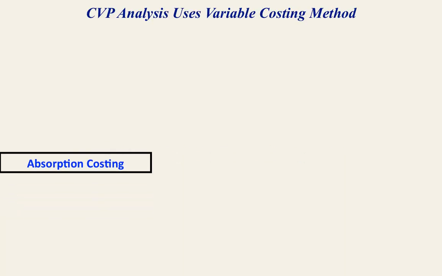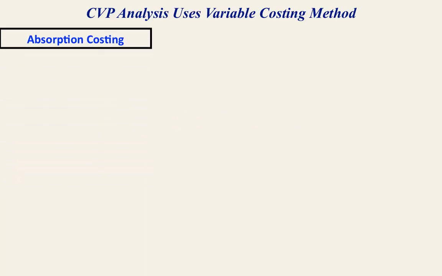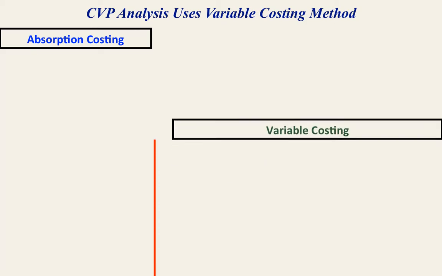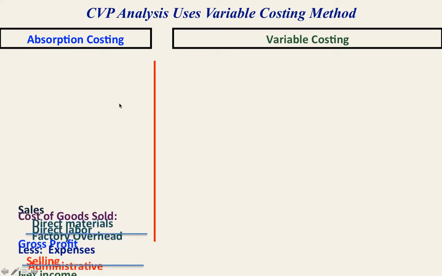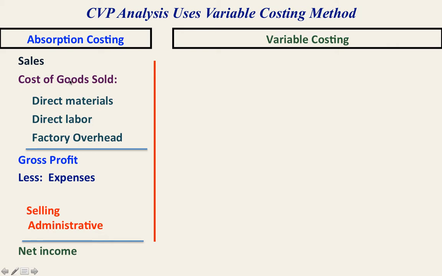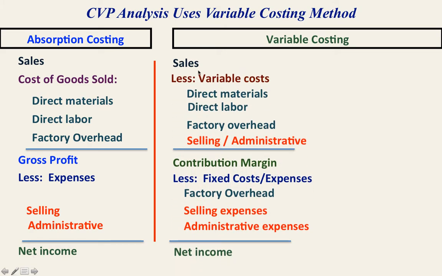Okay, let us start. Class, let us recall the variable costing method. We have learned the comparison of absorption costing and variable costing. Under absorption costing, we have sales less cost of goods sold will give you your gross profit, less expenses will give you your net income. Under variable, we have sales, then less all the variable cost that will give you your contribution margin, and then less fixed costs or expenses will give you your net income.